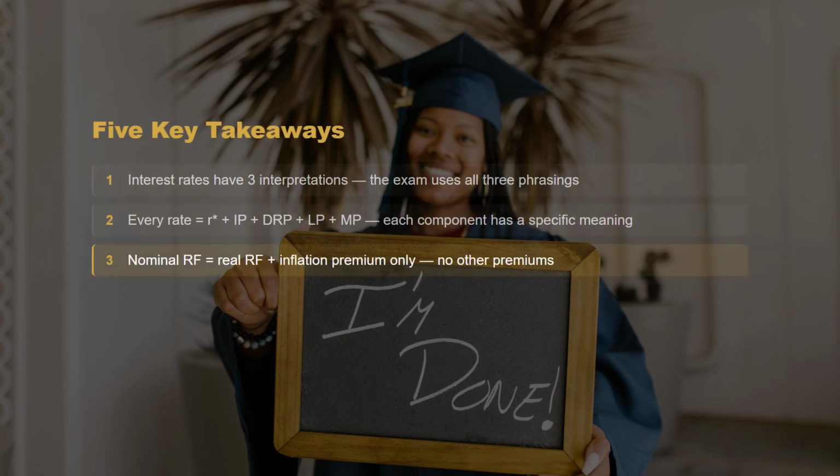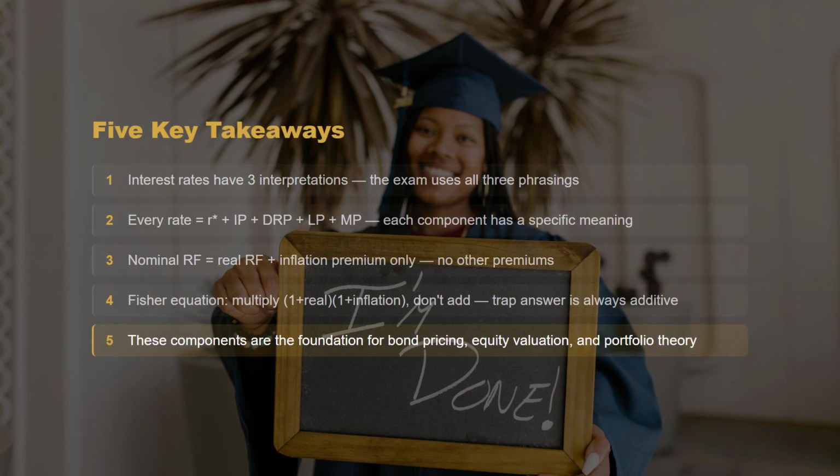5 key takeaways from this lesson. 1. Interest rates have three interpretations: required return, discount rate, and opportunity cost. Exam questions use all three phrasings. 2. Every rate is built from components: real risk-free rate, inflation premium, default risk, liquidity, and maturity premiums. 3. The nominal risk-free rate is just the real rate plus inflation, no other premiums. 4. The Fisher equation relates nominal and real rates through multiplication, not addition. The additive version is an approximation.